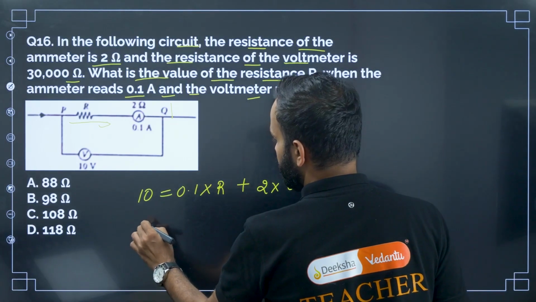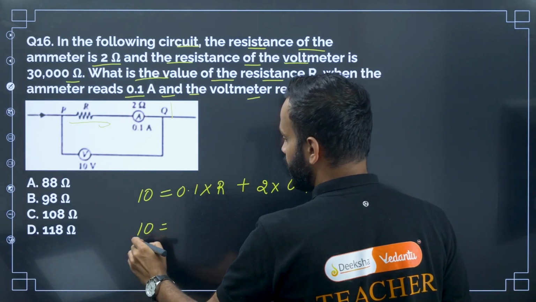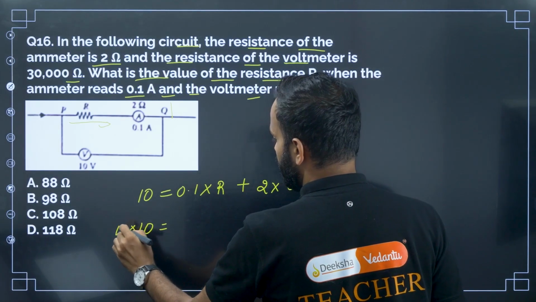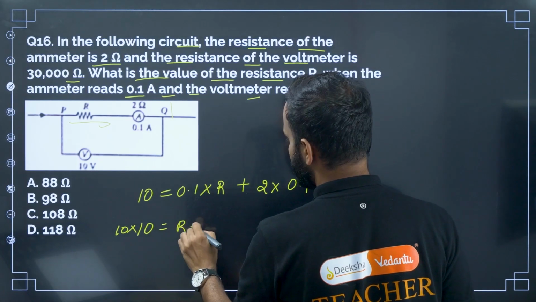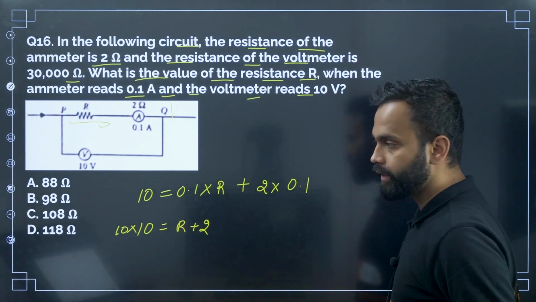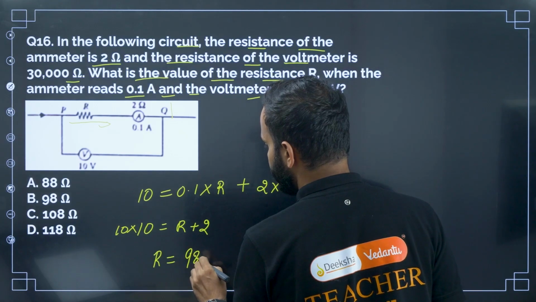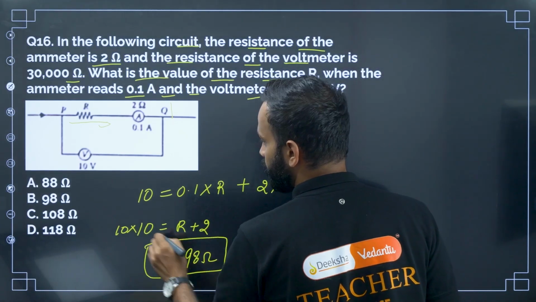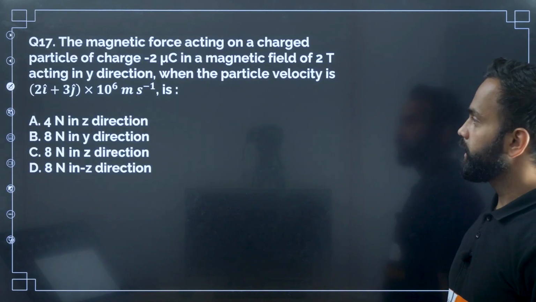Now take 0.1 as common and take it to the other side. So 10 equal to R plus 2, so 10 into 10 is 100. So R equal to 100 minus 2, which is 98 ohm. The correct option is B. Question number 17.